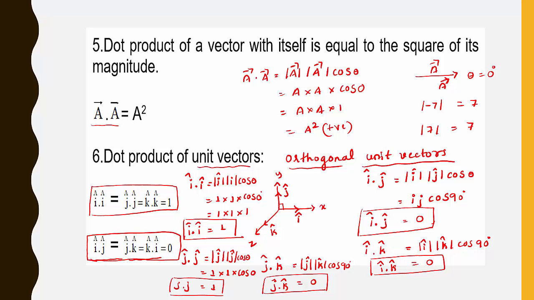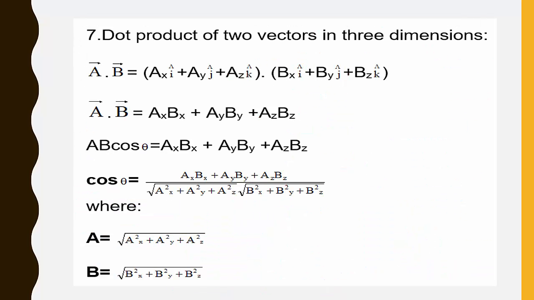So when we considered the perpendicular vectors, its value is 0. When we considered parallel vectors, for dot product its value is equal to 1. So these are orthogonal unit vectors, or we can take the dot product of unit vectors. Is it clear? Then now we can study the seventh property, dot product of two vectors in 3 dimensions.